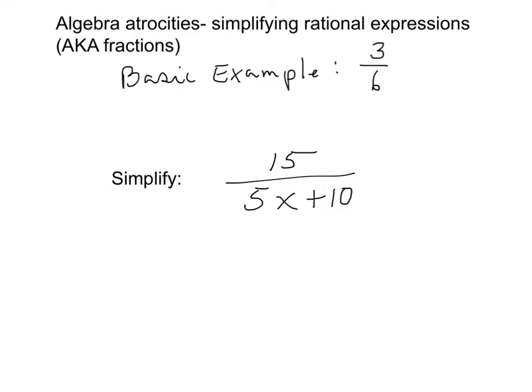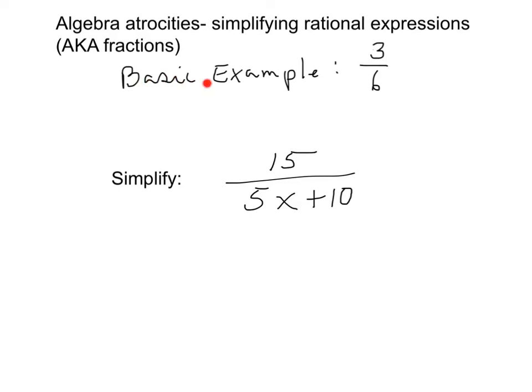Okay, guys, over the Thanksgiving break, we asked you to look at some algebra atrocities. And the first atrocity that we are asking you to make a conscious effort not to make is simplifying rational expressions by canceling out terms. You don't want to cancel out terms. So, what is a term?